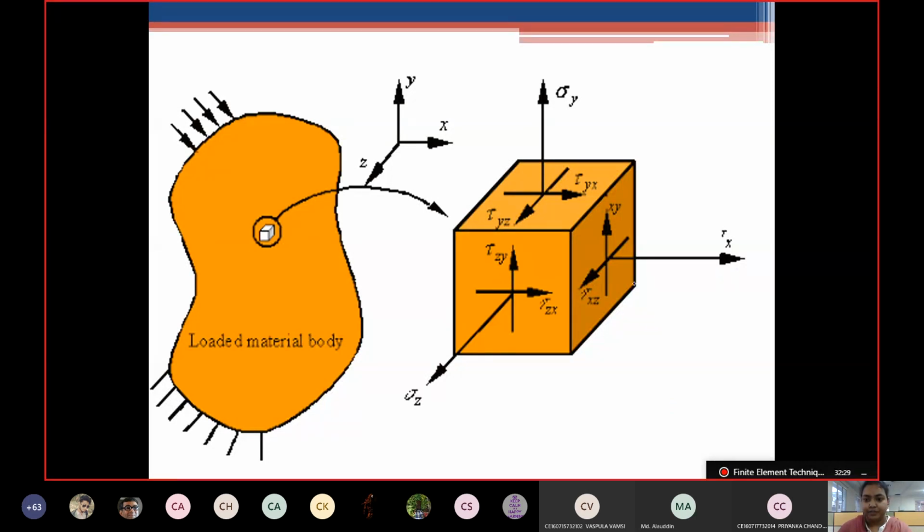In x direction, we have sigma x. This is sigma x, right? Sigma x, tau xz and tau xy. And in y direction, we have sigma y. And on the face along y direction, we have tau xy and tau yz. And in z direction, normal stress, we have sigma z. And shear stress, we have tau zy and tau zx.